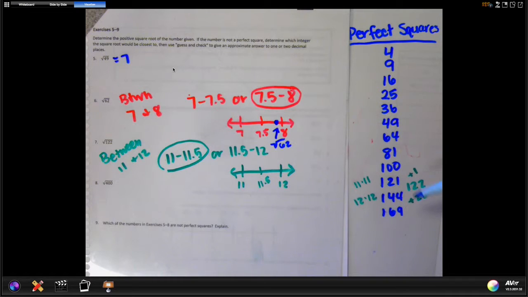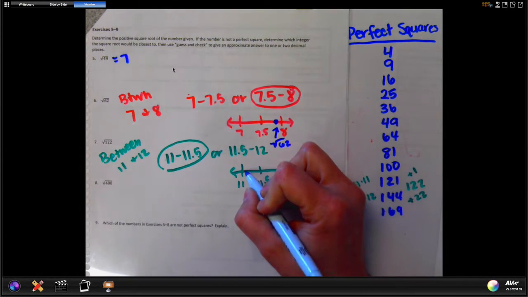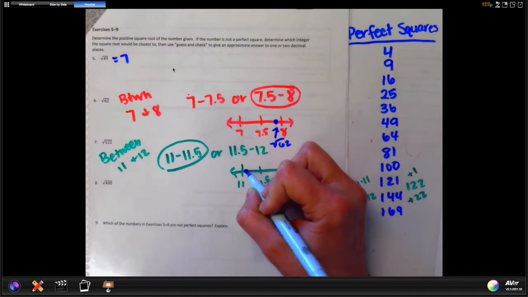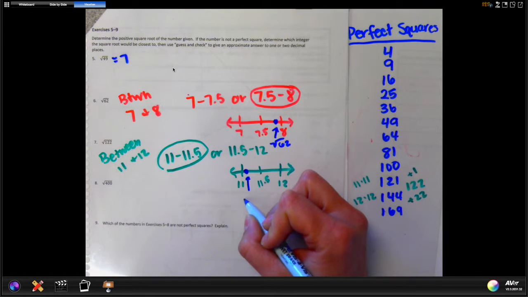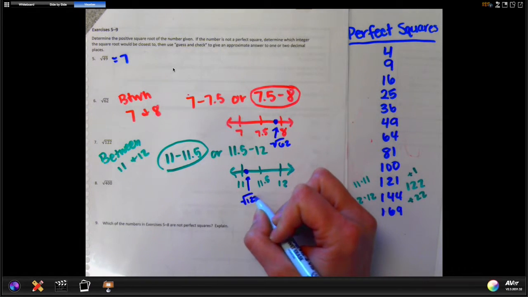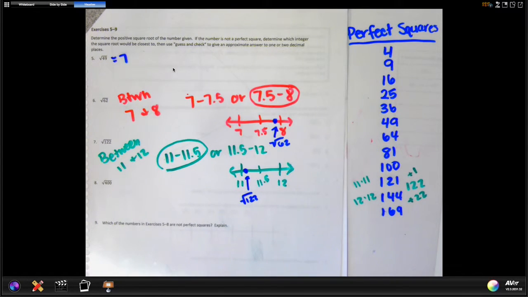Well, let's look. This is mighty close to 11 times 11. 11 times 11 is 121. So we know it's going to be very close to 11. So we're going to put our dot as close to 11 without being on it as we can. We'll make an arrow, and we're going to say this is the square root of 122, and that's how we put it on our number line.